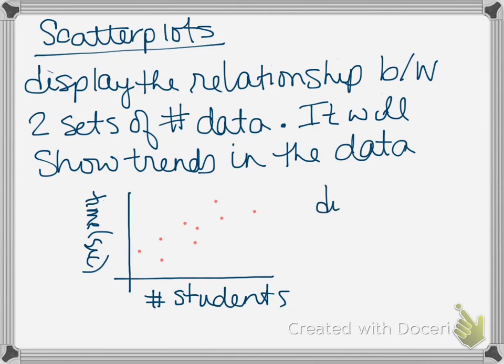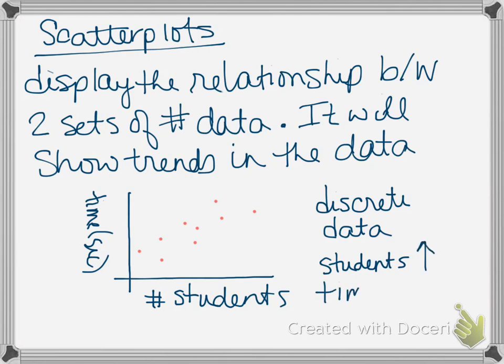So scatter plots are going to be discrete data. That means that it's going to be dots. We're not going to connect them. Now, what we can do is we can look for a trend. So we can see here that as the number of students goes up, the time goes up. So the trend here is going to be a positive trend because both of them are increasing. We sometimes can also have a negative trend.